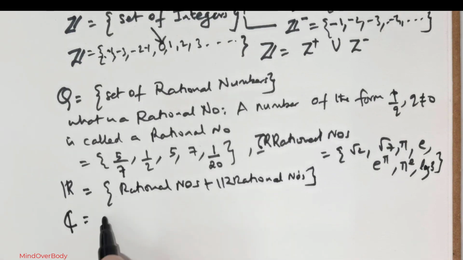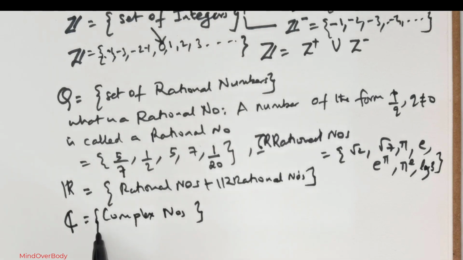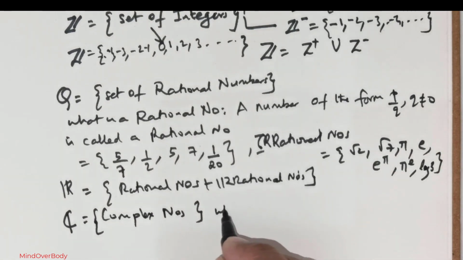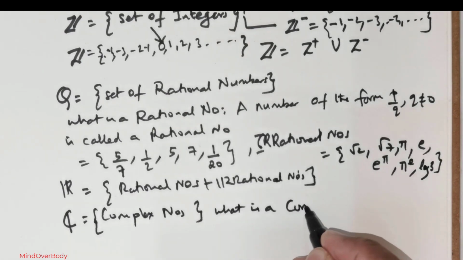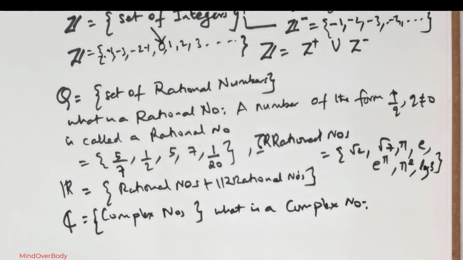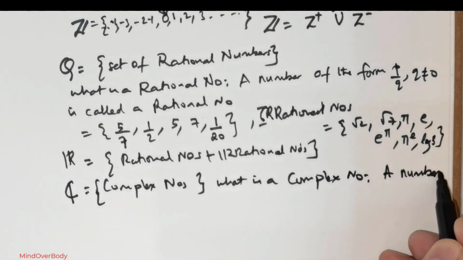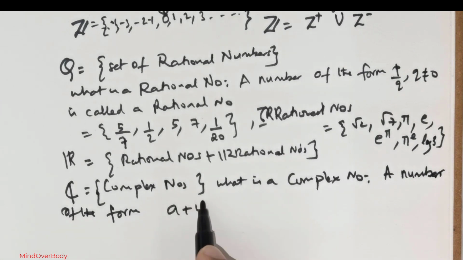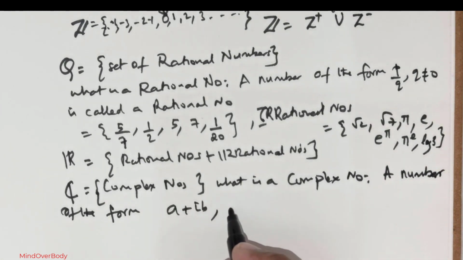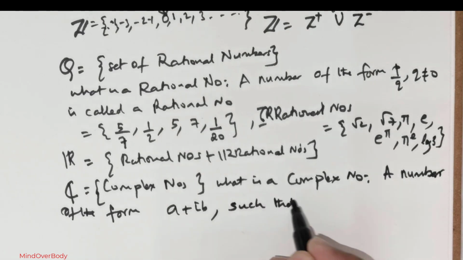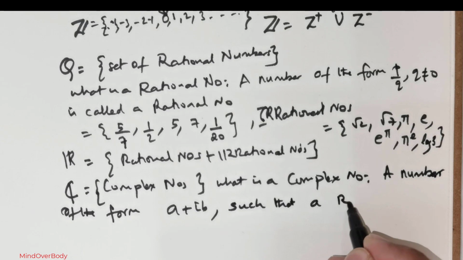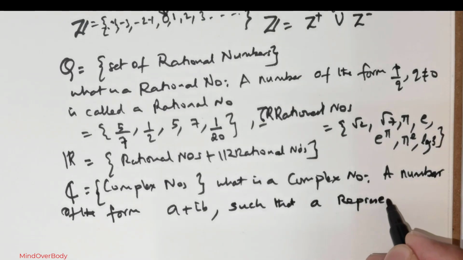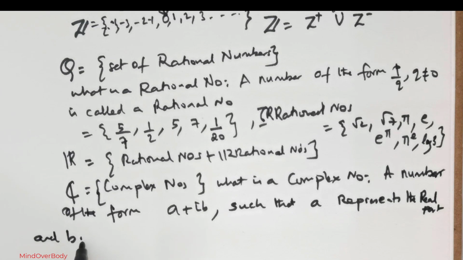Next, another important, powerful concept is complex numbers. So this is also called the set of complex numbers. What is a complex number? Again, a very vital question. What is a complex number? A number of the form a plus ib, you can write it as a plus ib or x plus iy, such that a represents the real part and b represents the imaginary part.